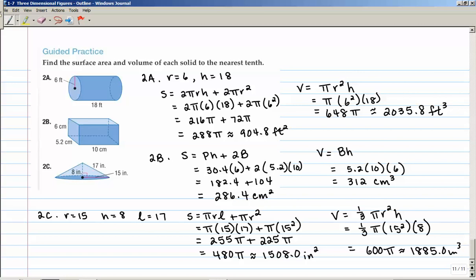So in this section we learned a lot about polyhedrons and other three-dimensional figures, looked at their surface area and volumes.